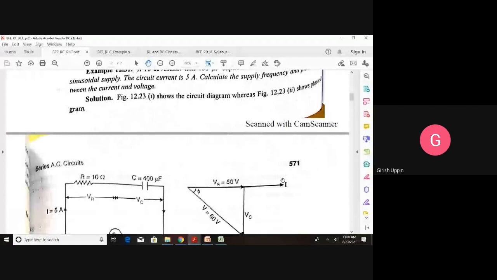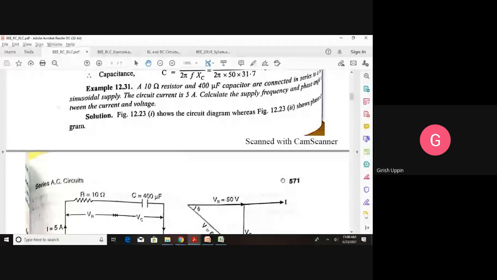Okay, we have one more problem here. We have a 10 ohm resistor and 400 microfarad capacitor. They are connected in series to a sinusoidal supply. The circuit current is 5 amperes. Calculate the supply frequency F and phase angle phi between the current and the voltage.